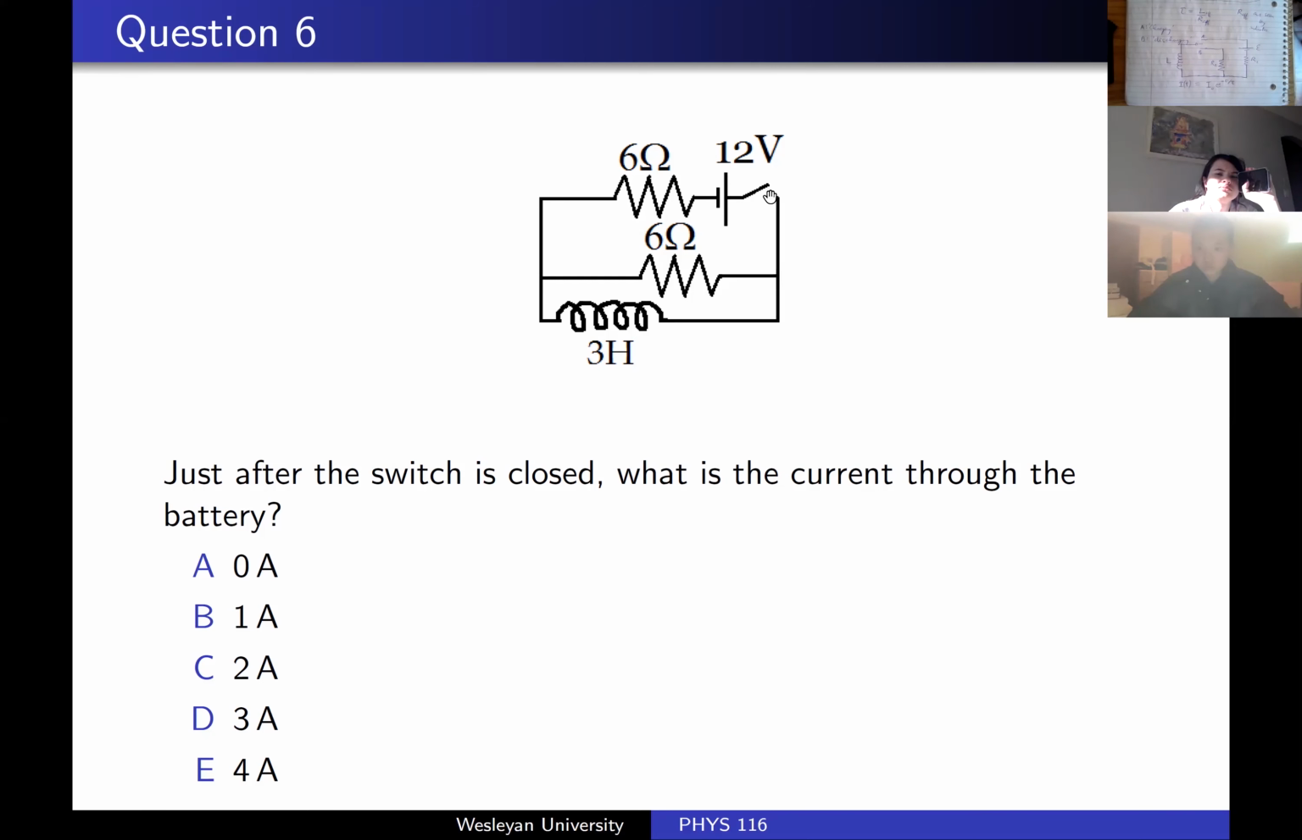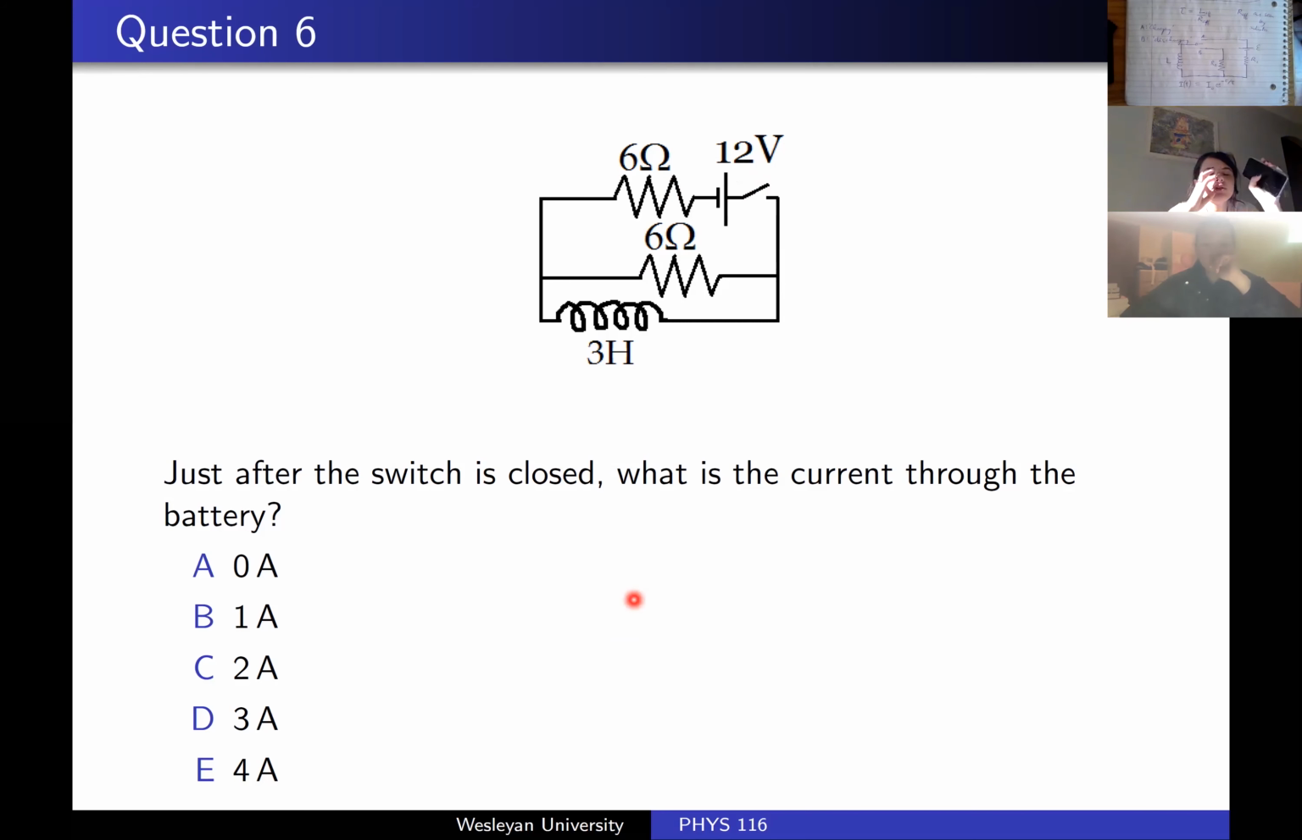So what's going on? We just closed the switch. Initially, the current through the inductor is 0, so it wants to keep it at 0. So it will act like a broken wire, right? So no current will flow through here at t equals 0. Hold on, I forgot that you couldn't see my mouse. No current will flow through here at t equals 0, but there is current flowing through here because there is a loop. And so the current from the battery will see 6 ohms plus 6 ohms, 12 ohms. So you have 12 volts, 12 ohms, you get 1 ampere of current initially.